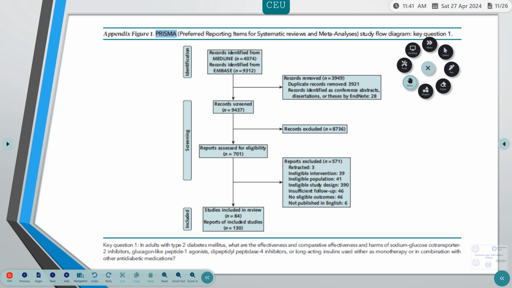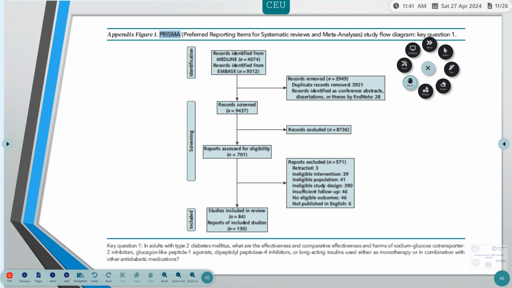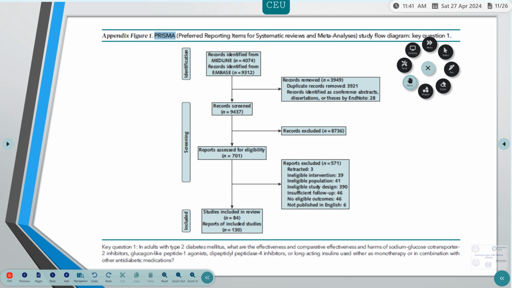So this is the PRISMA flow diagram for the study. We can see that out of almost 13,000 to 14,000 studies, they screened and took out 9,400 studies, out of which, based on the abstracts, 701 were eligible and 571 were excluded, and they have mentioned the reasons for exclusion. In the supplementary article, they have mentioned each trial and why it was excluded. In total, the studies included were 84.